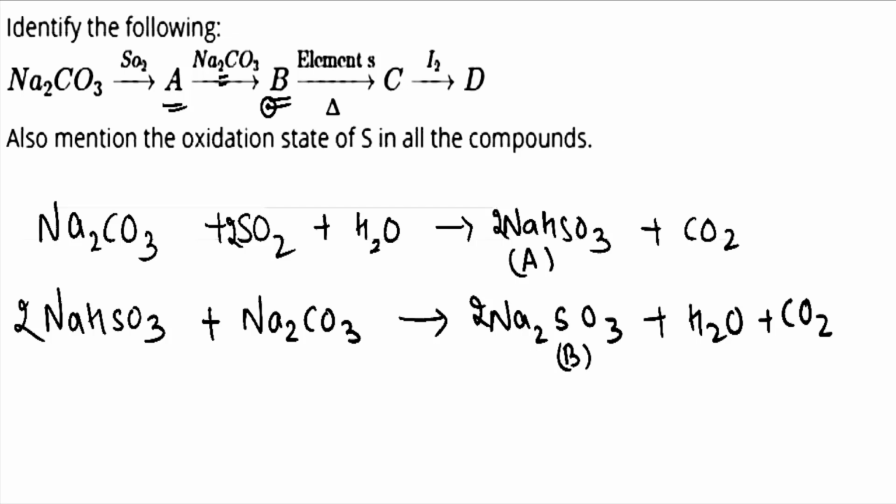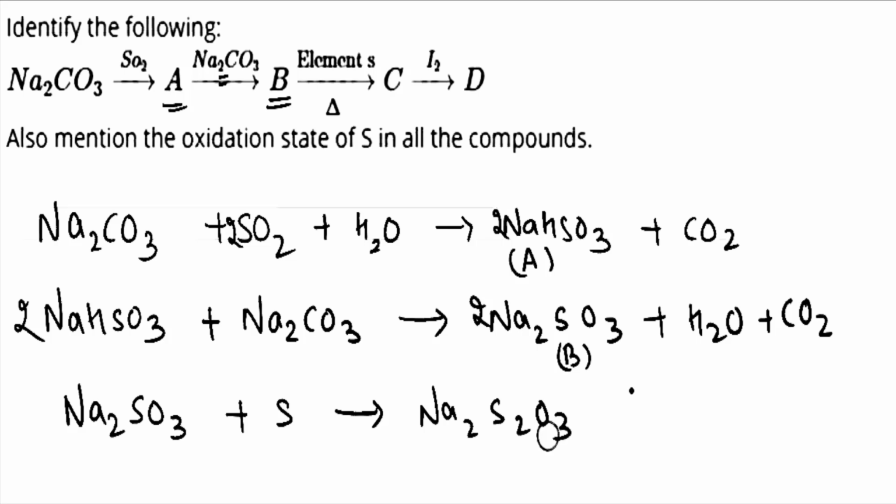Alright, now in the question B is reacting with elemental S. So let us write the reaction. Na2SO3 reacts with S to give Na2S2O3. So clearly this is the compound C. Now C is further reacting with I2. Na2S2O3, that is C, reacts with I2 in the presence of heat.